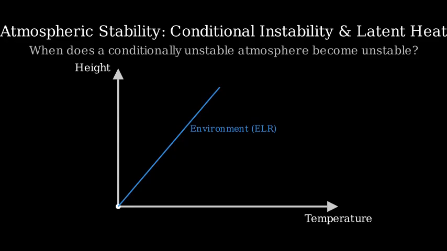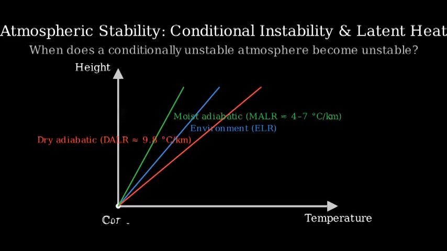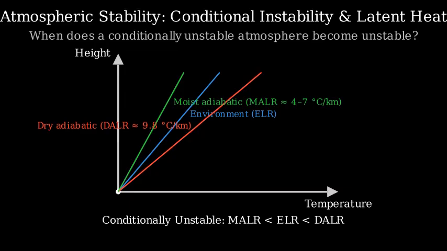In a conditionally unstable situation, the environment cools with height at a rate between the moist lapse rate and the dry lapse rate. We'll also draw reference lines for the dry adiabatic lapse rate, about 9.8 degrees per kilometer, and the moist adiabatic lapse rate, typically between 4 and 7 degrees per kilometer.